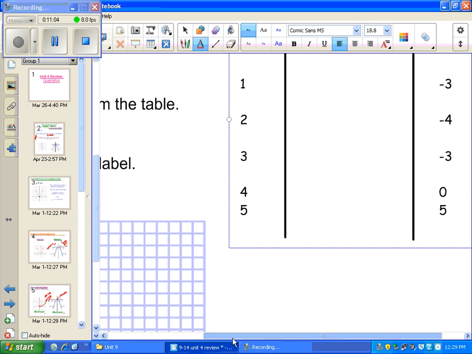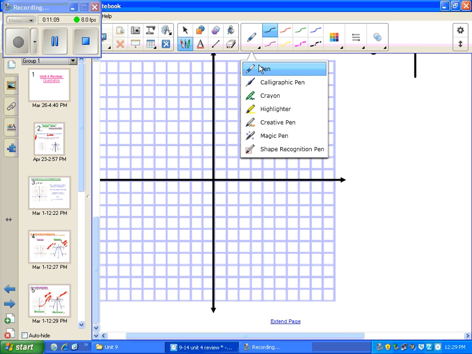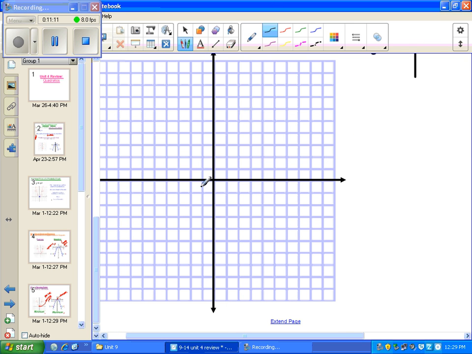All right, so now I'm going to go over to my graph, and I'm going to go ahead and graph these. So first one, let's use my pen. -1 goes to 5, 1, 2, 3, 4, 5. 0, 0. 1, -3. 2, -4. 3, -3. 4, 0, and then 5, 5.